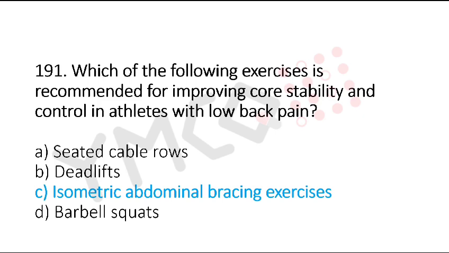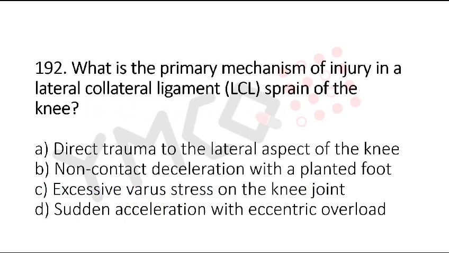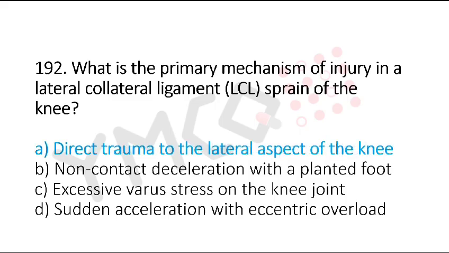Now let's move to question number 192. What is the primary mechanism of injury in lateral collateral ligament sprain of the knee? Option A, direct trauma to the lateral aspect of the knee. Option B, non-contact deceleration with planted foot. Option C, excessive varus stress on the knee joint. Option D, sudden acceleration with eccentric overload. And the answer is option A, direct trauma to the lateral aspect of the knee.